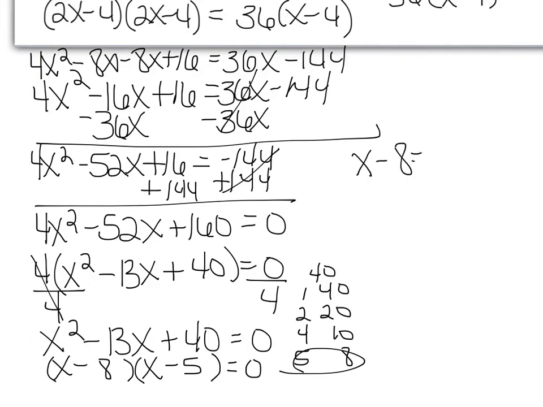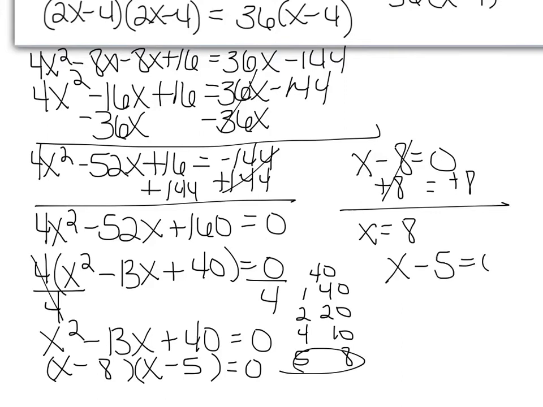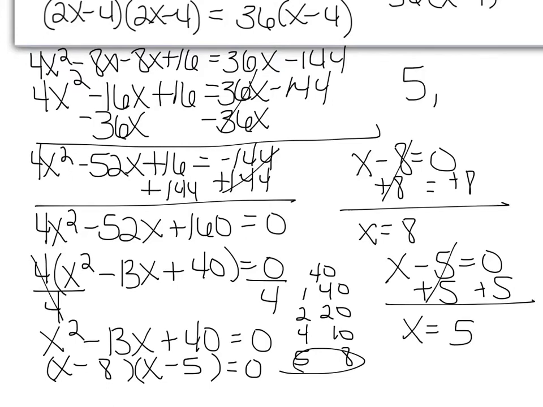Then you're going to set each house equal to 0. And your answer is 5 and 8. Now remember, you have to check both answers. We checked both answers in class yesterday, so there's no need for me to plug it in again today. We know that both answers work, and so your answer is 5 and 8.